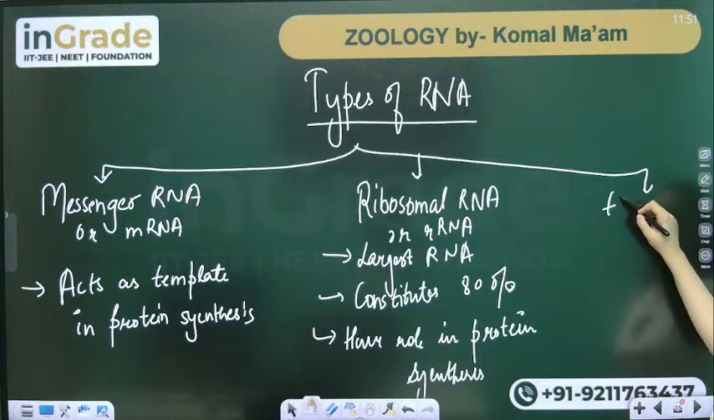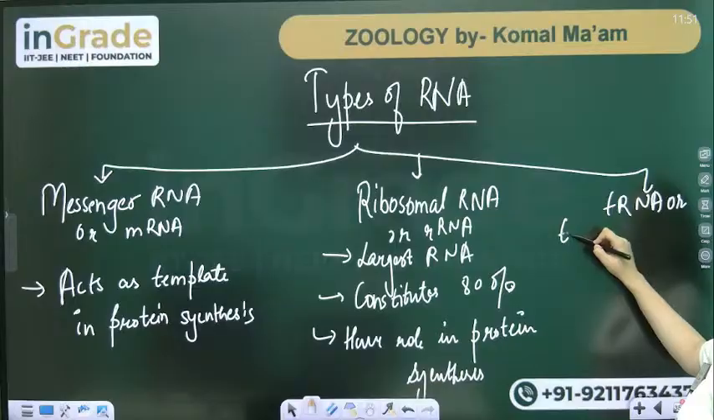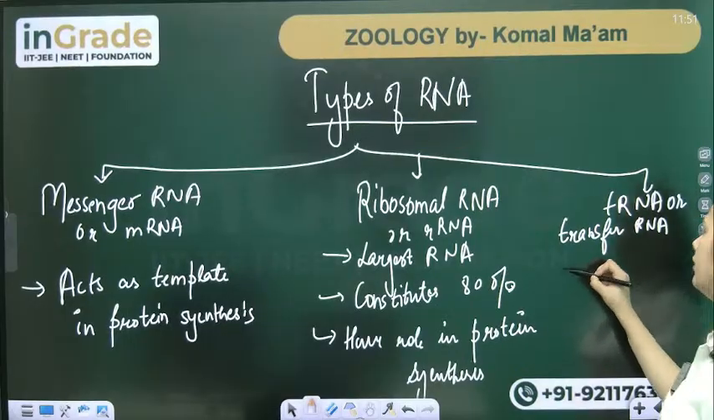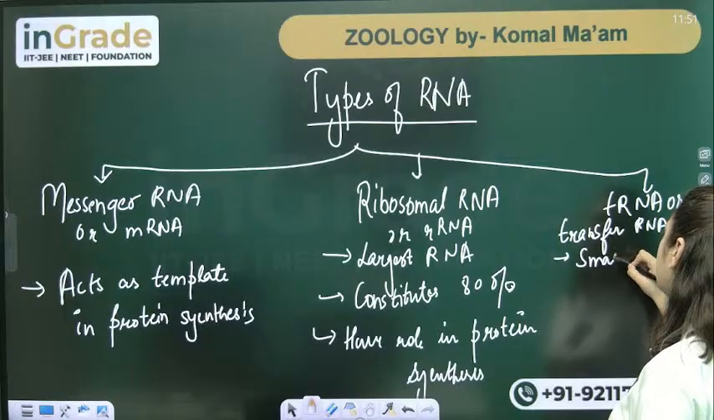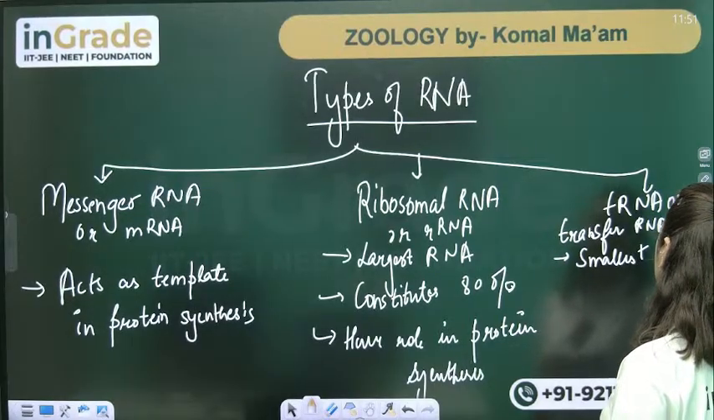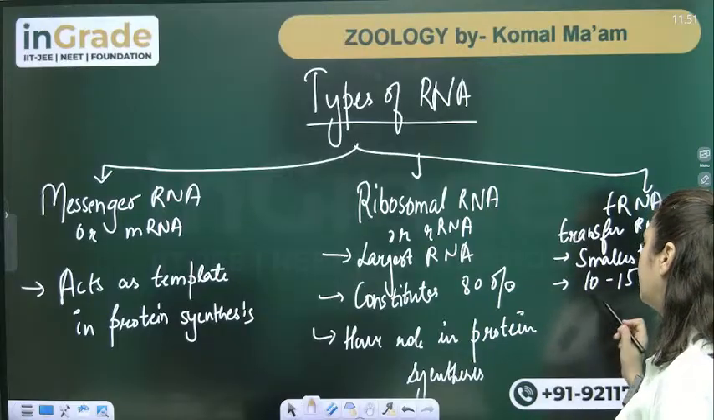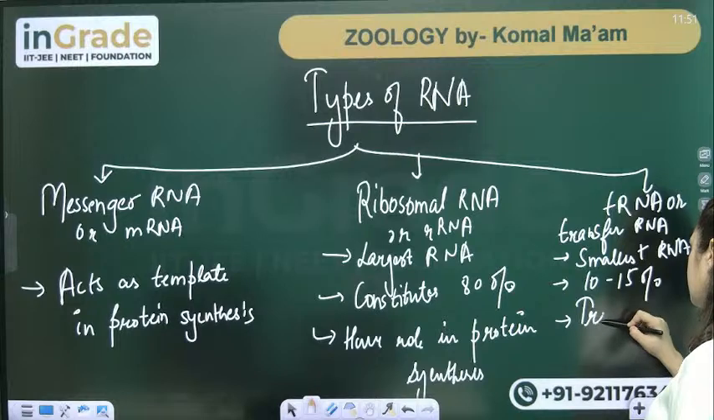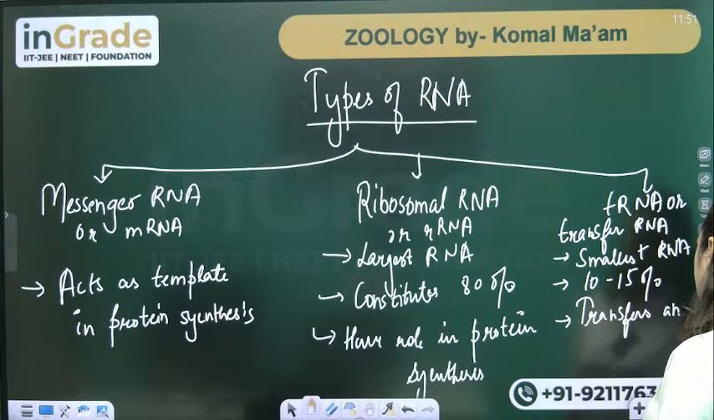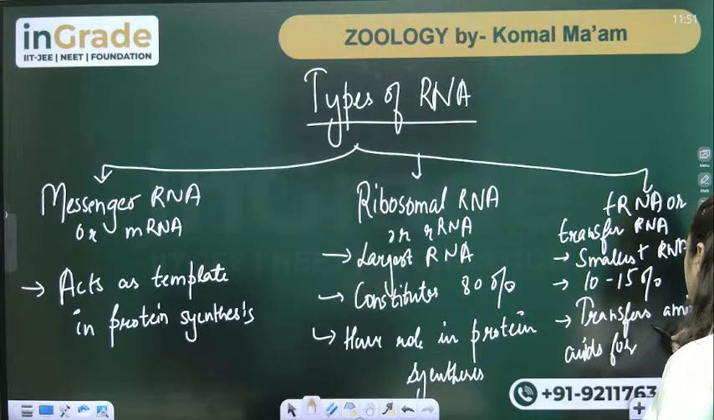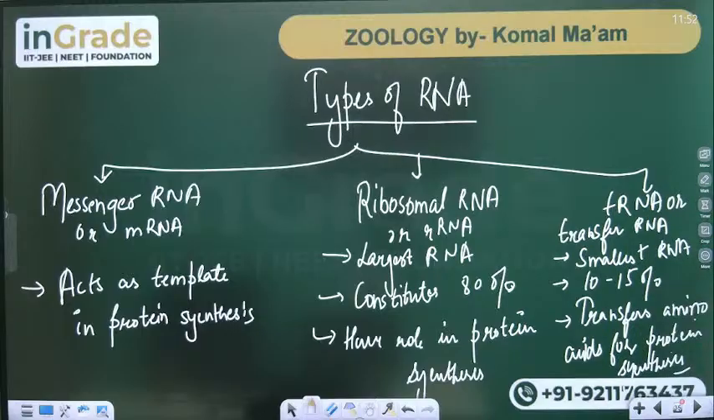Next we have tRNA or transfer RNA. tRNA is the smallest RNA, constituting nearly 10 to 15% of total RNA, and it transfers amino acids for protein synthesis. Okay class, so these are the types of RNA.